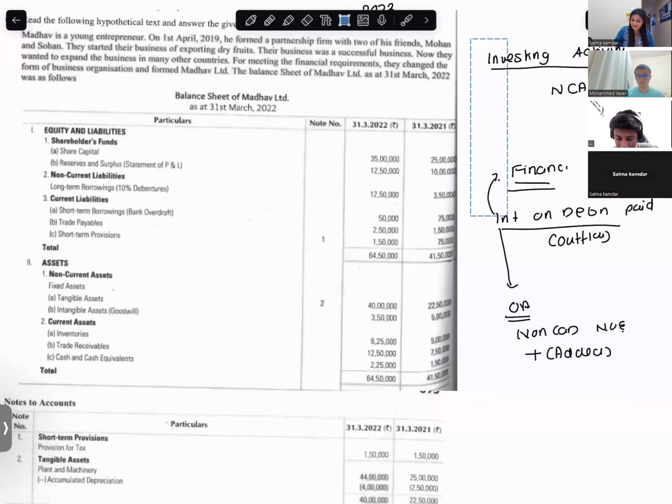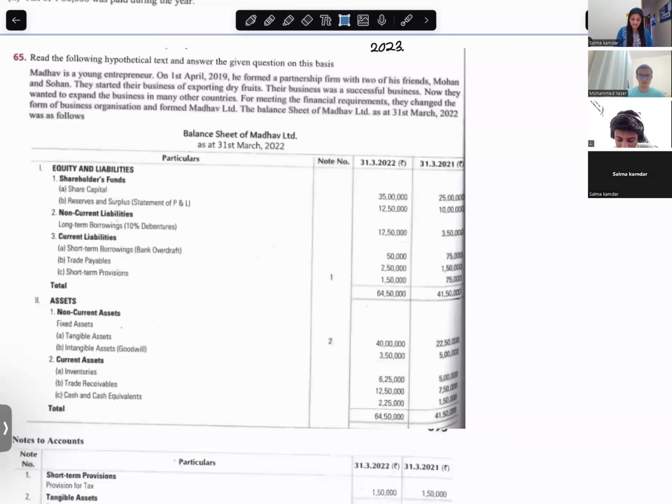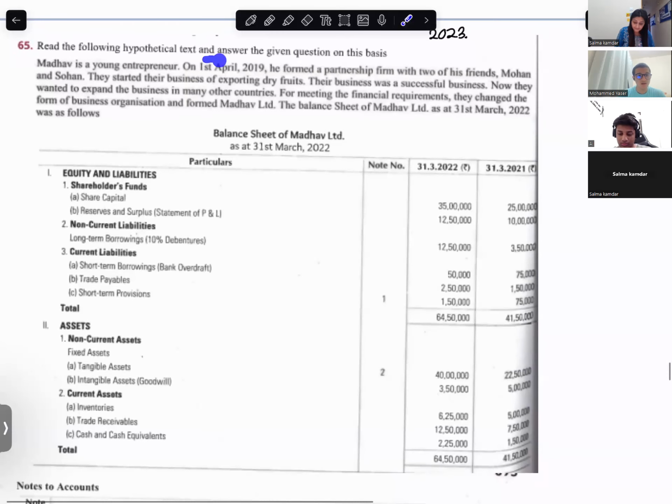So this is the 2023 paper that we are discussing, a sum on cash flow that came last year. Let's read the sum. Yasir, please read the sum. Madhav is a young entrepreneur. On 1st April 2019, he founded a partnership firm with two of his friends, Mohan and Sohan. They started their business of exporting dry fruits. Their business was successful. Now they wanted to expand the business in many other countries. For meeting the financial requirement, they changed the form of business organization and formed Madhav Limited.